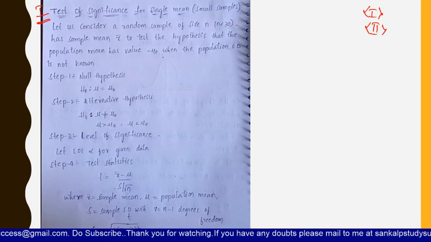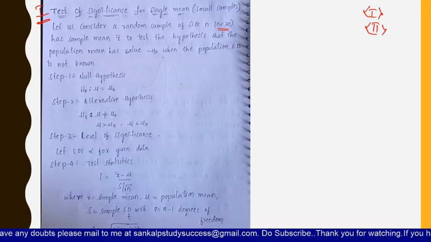How can you say that a sample is small or large? If n is less than 30, then it is a small sample. If n is greater than or equal to 30, then it is a large sample. So in this case, the size n is less than 30, with sample mean x bar, to test the hypothesis that the population mean has value mu naught when the population standard deviation is not known. Here we will use the t distribution when the population standard deviation is not known, correct?